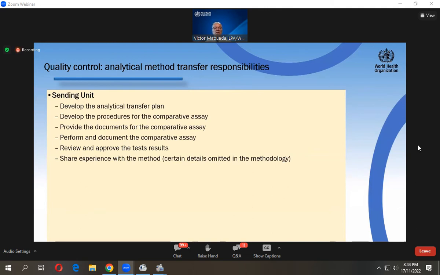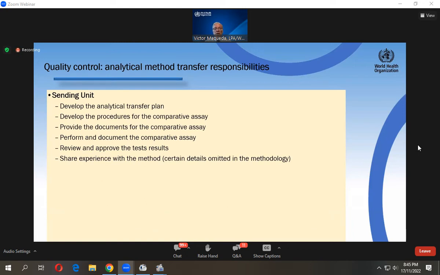Okay, so the responsibilities of the sending unit in terms of method would be to develop the analytical transfer plan. Actually, it is developed by the sending unit. Develop the procedures for the comparative assay. Provide the documents for the comparative assay. Perform and document the comparative assay. Review and approve the test results.